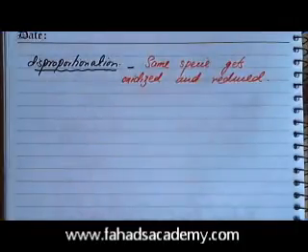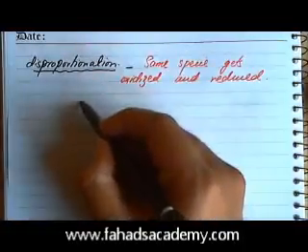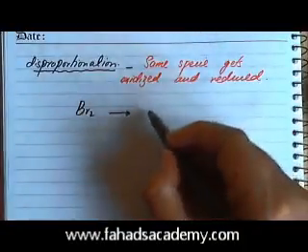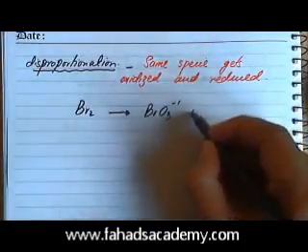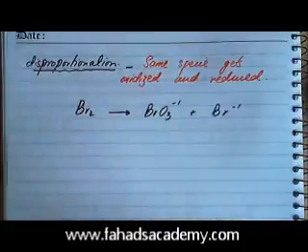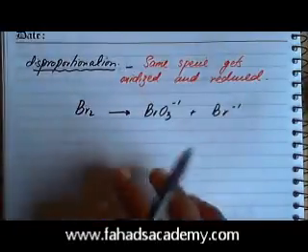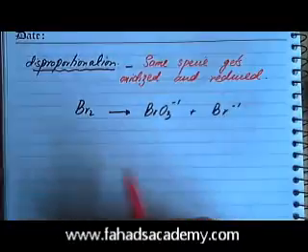I will be doing one last example on disproportionation, and this is a term that is applied when the same species gets oxidized and reduced. And I will show how that happens by taking an example. For example, you have bromine, and it is getting converted into BrO3 minus 1 and Br minus 1. It's not really a balanced equation, but bromine is getting converted into BrO3 minus 1, and it's also getting converted into Br minus 1.